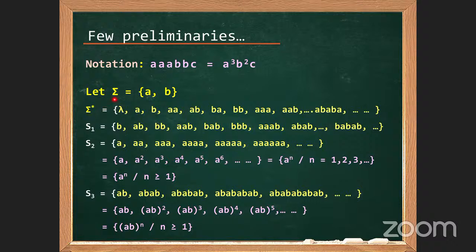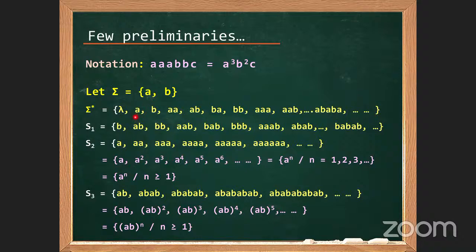For any alphabet, say sigma here, if I put power star, it indicates the set of all possible strings of all possible lengths. For any alphabet, the power star would indicate the set of all possible strings of all possible lengths out of that alphabet. Well, here I have A and B as two symbols.